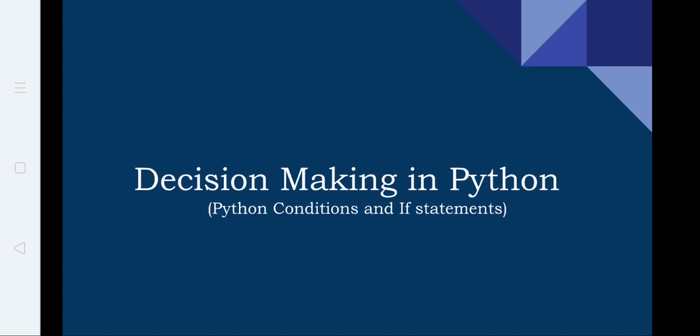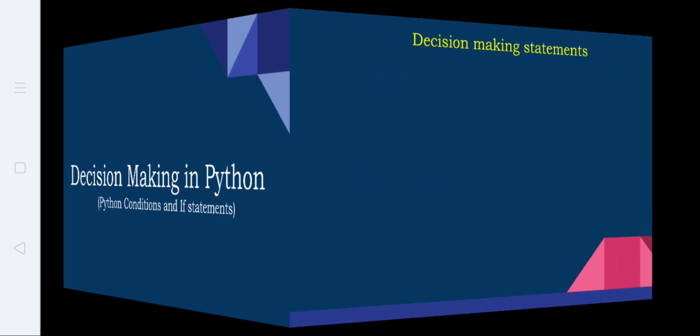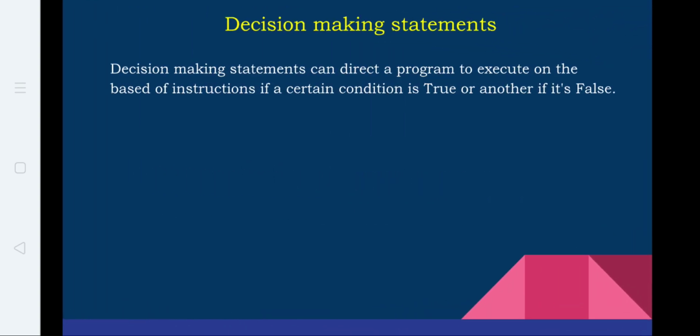Hello everyone, in this video we are going to see about the decision making statement in Python. So we know that decision making statements are if, else and else if statements. Let us see how the conditions are checked and the decision making statements are done. Let us see first of all what are all statements available.